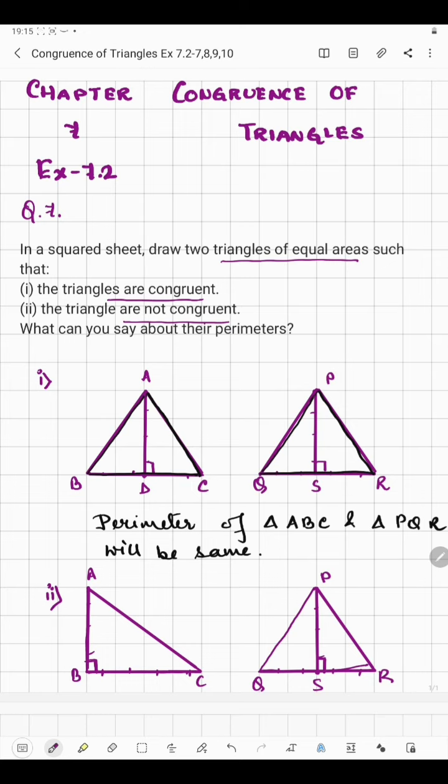So area will be same. But since the size and shape is not same, PQR and ABC triangles are not congruent. But what about their perimeters? Perimeter of these two figures will not be same, because if you add all the sides of triangle ABC and all the sides of triangle PQR, it will not be same. So perimeter of triangle ABC and PQR will not be same if the triangles are not congruent.